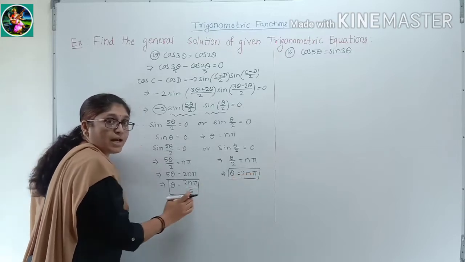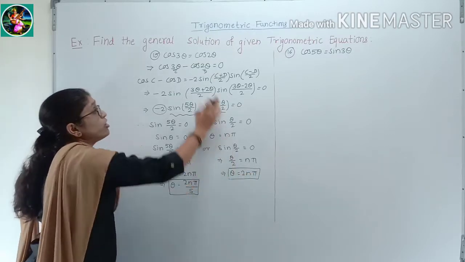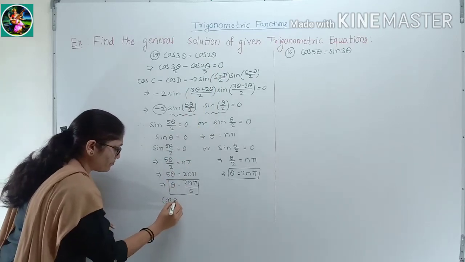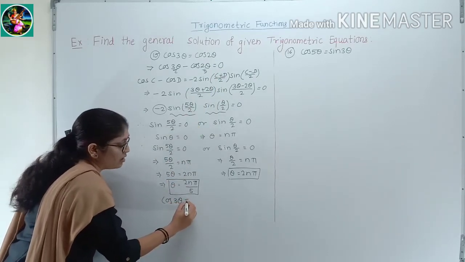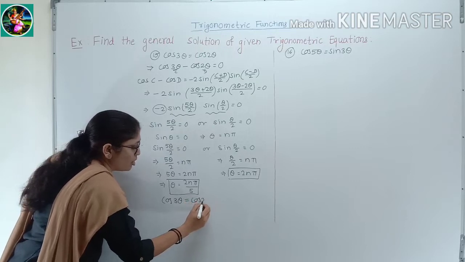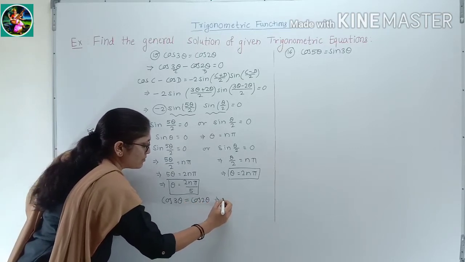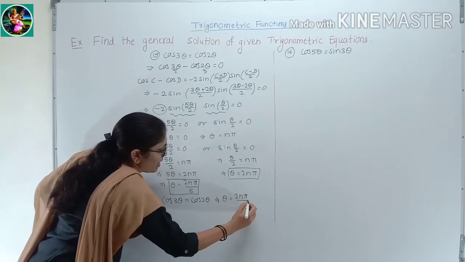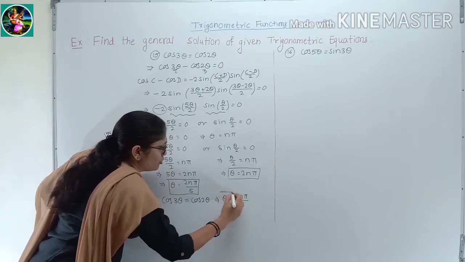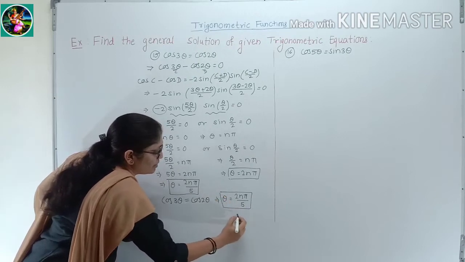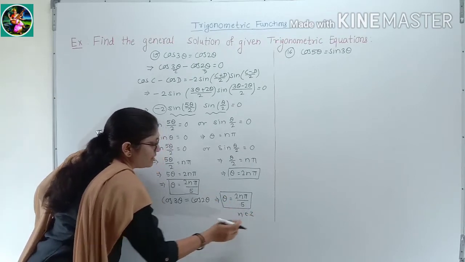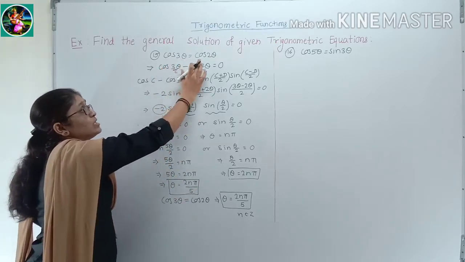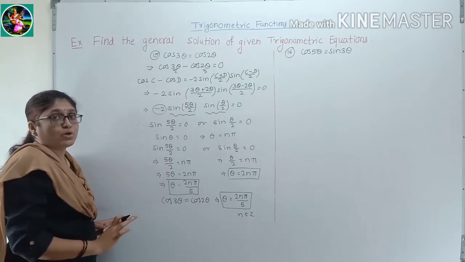Okay, if we combine these two solutions for cos of 3 theta is equal to cos of 2 theta, it will give the final solution: theta is equal to 2n pi divided by 5 for all n belongs to Z. In that way, we solve the given trigonometric equation cos of 3 theta is equal to cos of 2 theta.